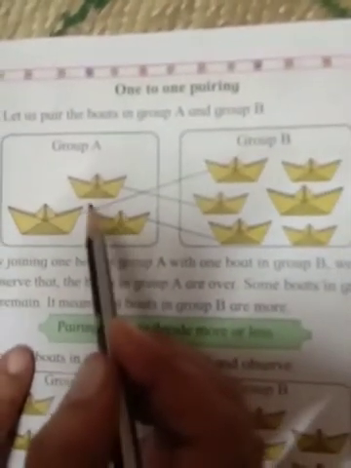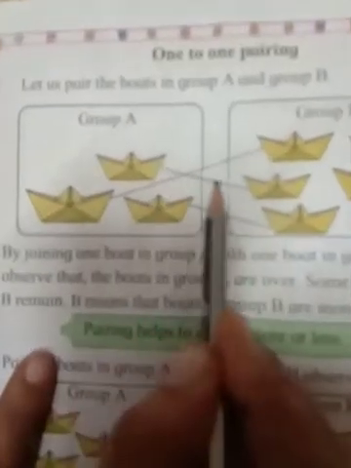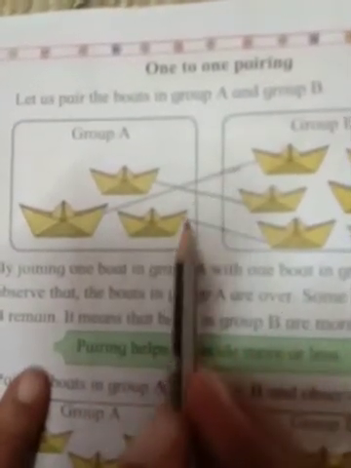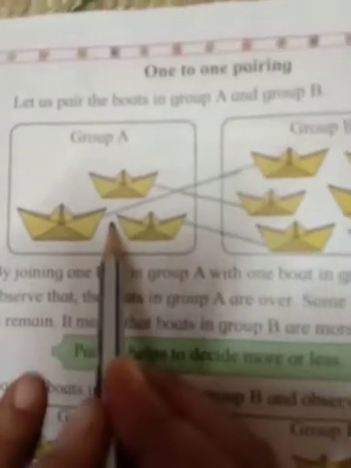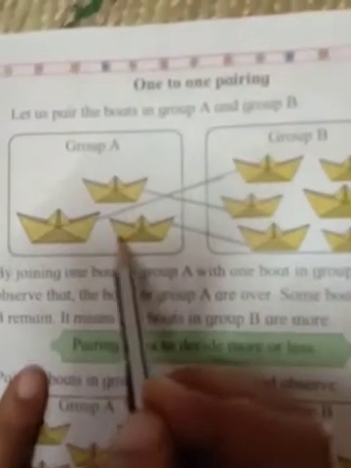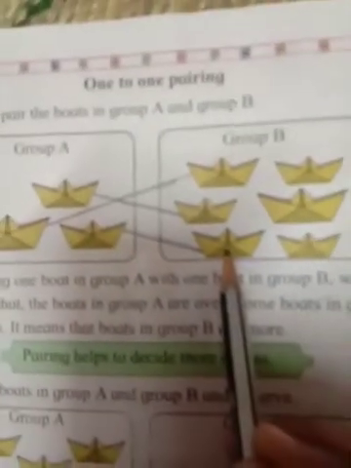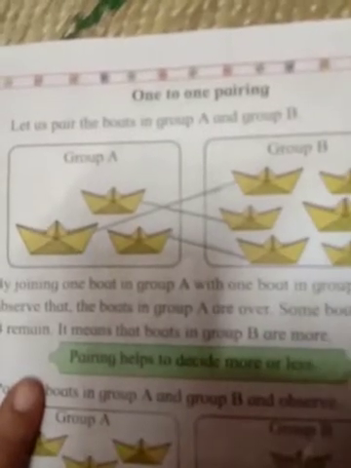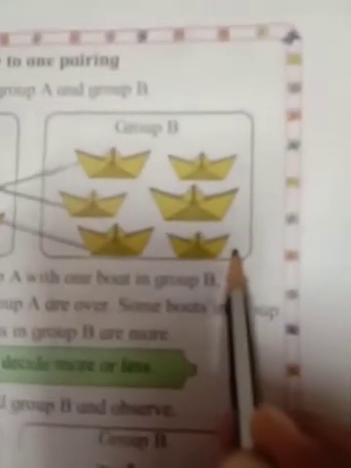Now here also, what have they done? They have paired the boats. One boat paired here, second here, and third boat here. Now you can see that all 3 boats are paired with 3 boats in group B. And in group B, 3 boats are extra and remain.